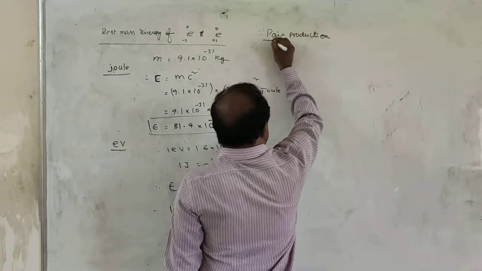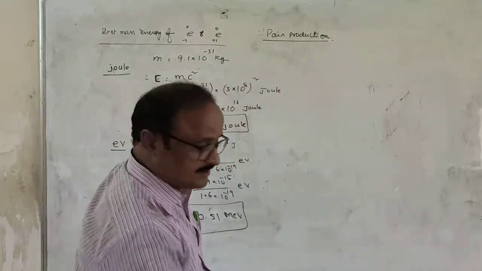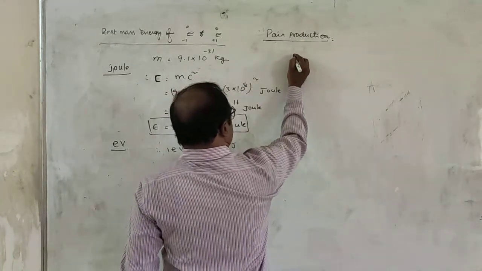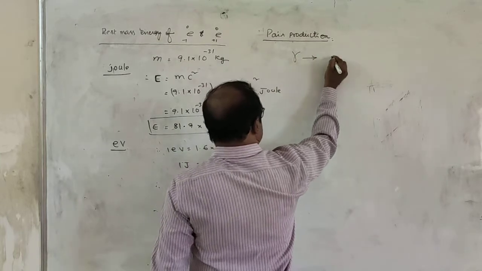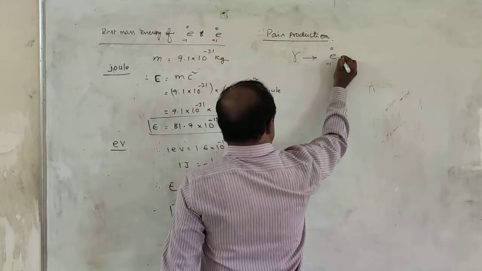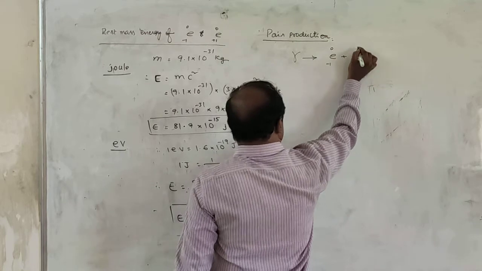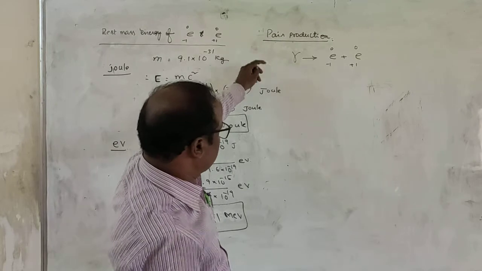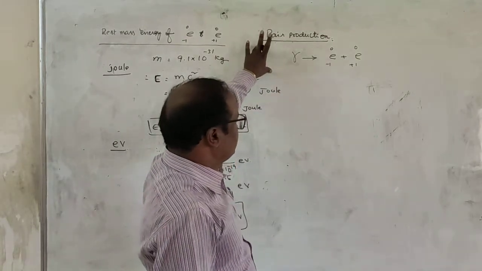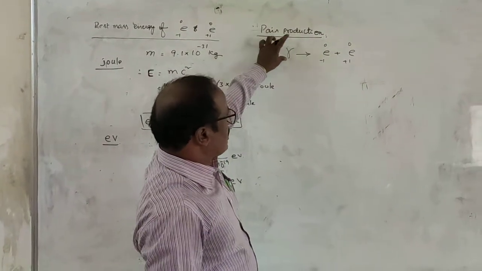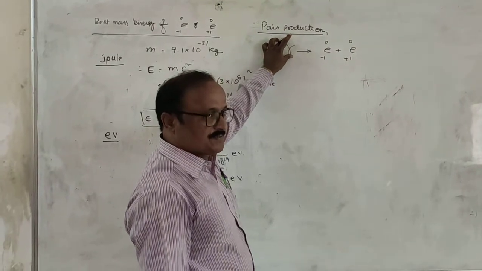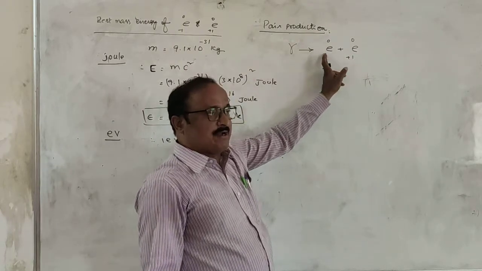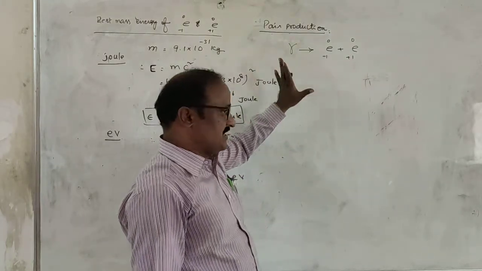Pair production. Already, pair production means the splitting of a gamma ray photon into an electron and also a positron. The splitting of a gamma ray photon into electron and positron is called pair production. The reverse process of this is called annihilation. Means, suppose a particle and its antiparticle combine to form a gamma ray photon, that is called annihilation.